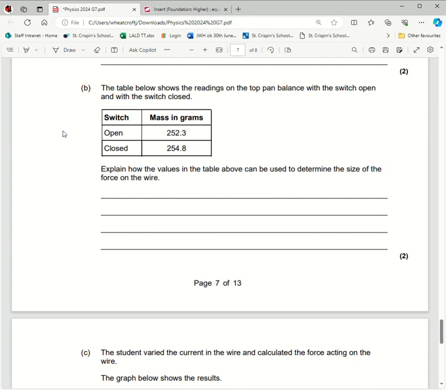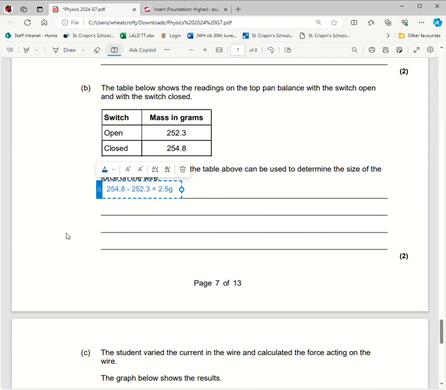Part B. We've then got the readings on the top pan balance, both when the switch is open and when the switch is closed. We can use those data points to calculate the force. The first step is to work out the change in mass. So we've got 254.8 minus 252.3, which equals 2.5 grams. So 2.5 grams is the difference in mass reading as a result of that force pushing the magnet down.